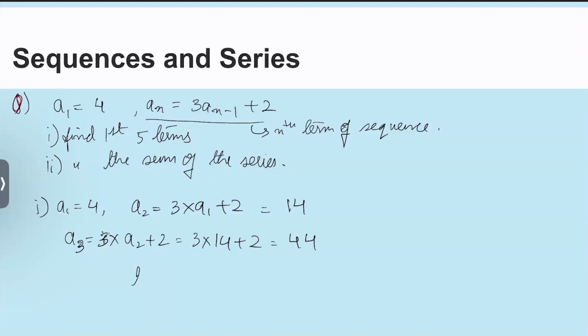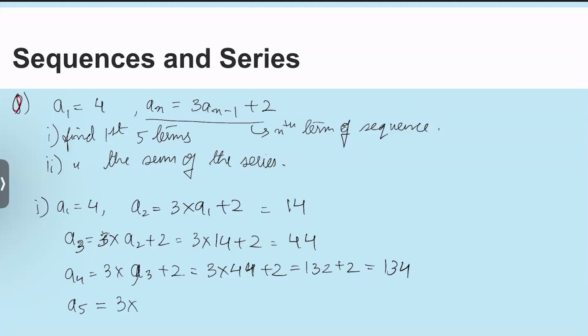Then you have A4. A4 becomes 3 into A3 plus 2. So that is 3 into 44 plus 2, which becomes 132 plus 2. So this is 134. And the last term we have to find, up to the fifth term, is A5, and that is 3 into A4 plus 2. So you have 3 into 134 plus 2, which is 402 plus 2, so that is going to be 404. Okay, so these are the different terms that we have.